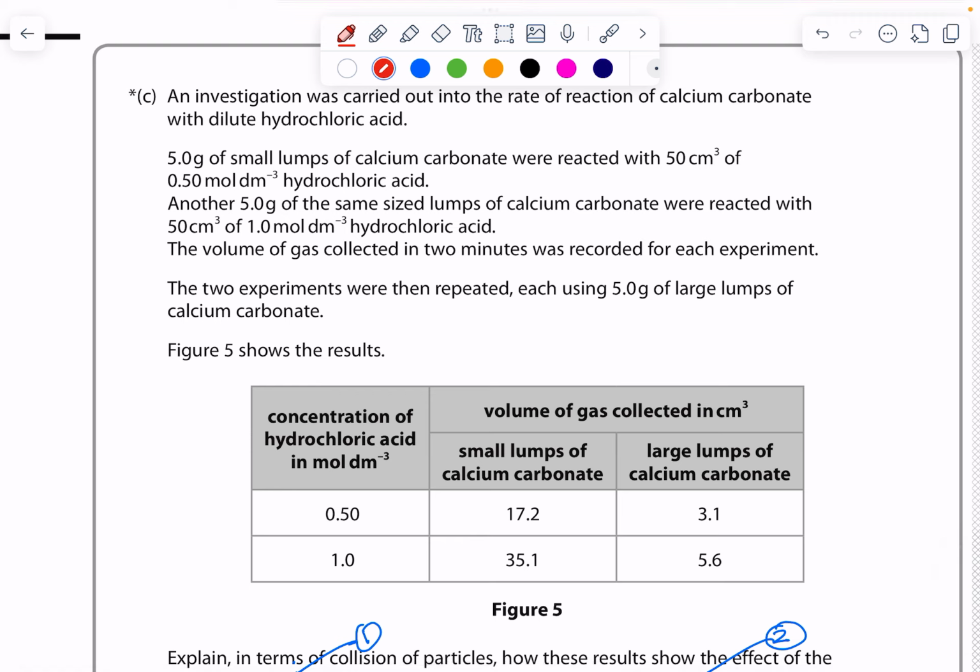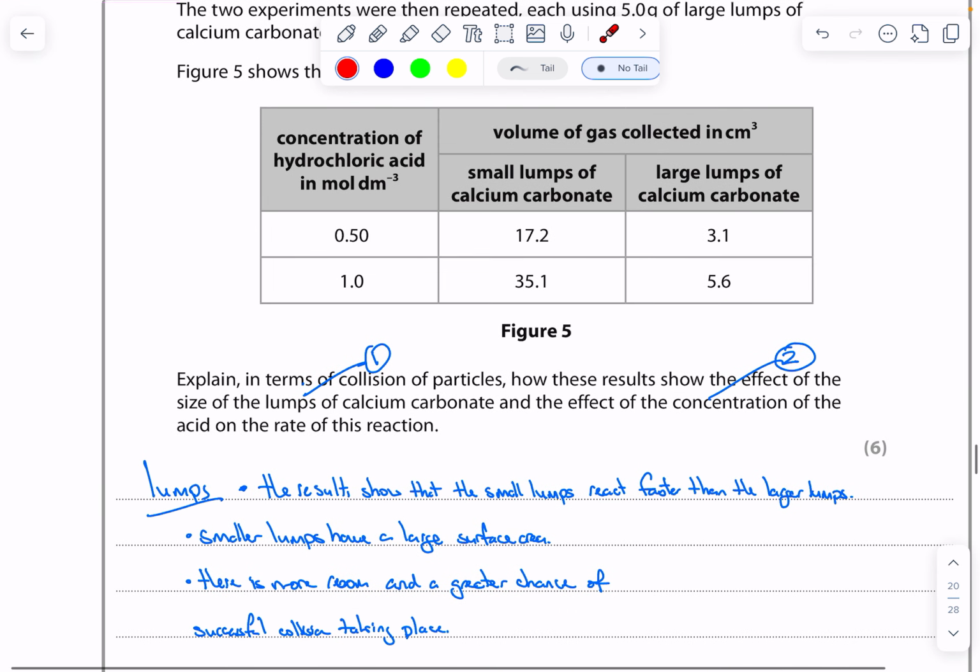Okay, I've got a 6 marker. Again, please take the time to read all this information. The question wants us to explain, in terms of collisions, how the results affect the size, so we've got to talk about size, and the concentration of this reaction. So we've got some data here. You must use this data to help you.